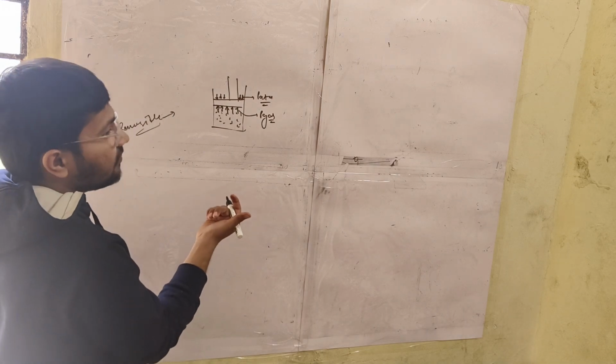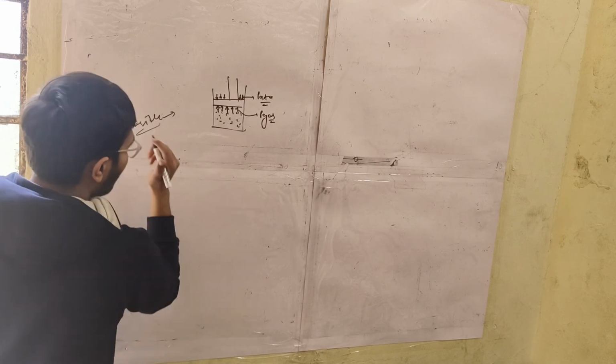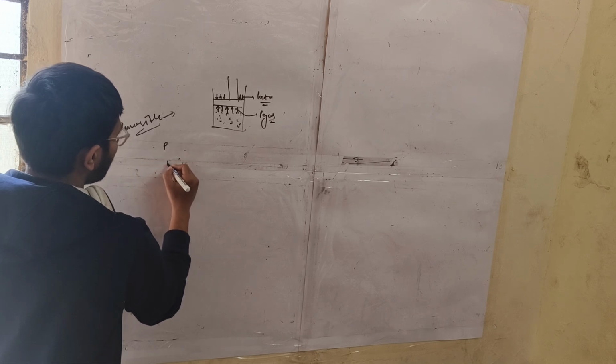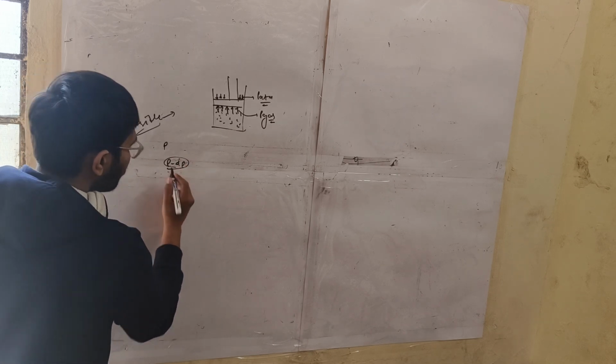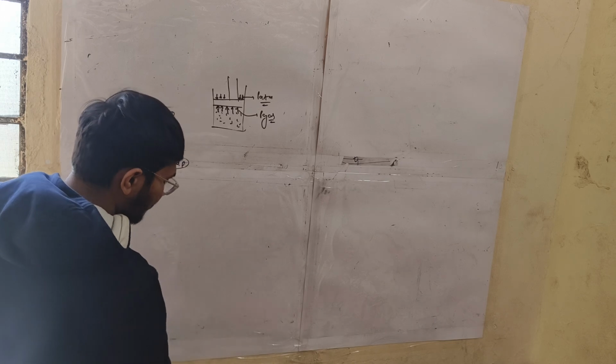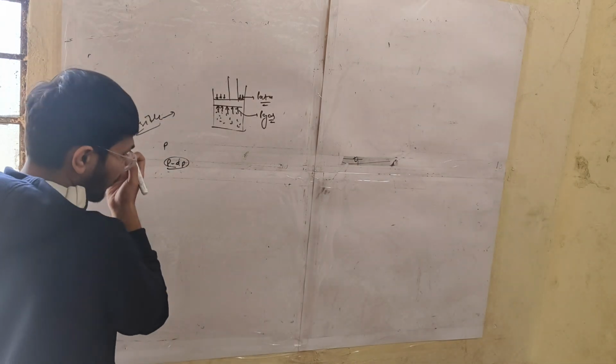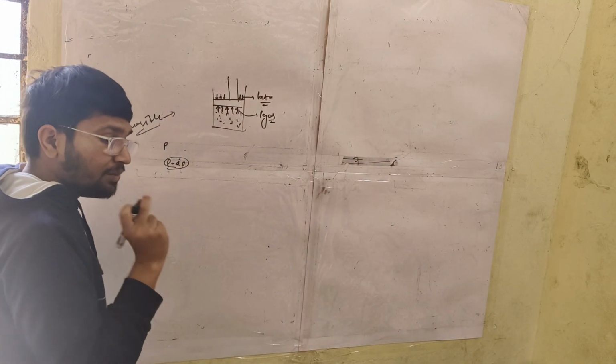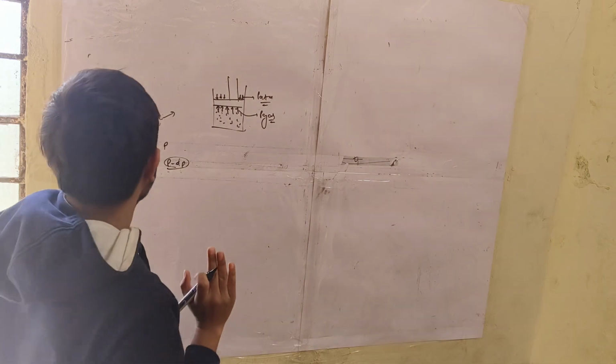There may be slight variations due to a slight delta P, like this is P and this is P minus delta P. Due to the slight pressure variations, it contracts and expands. This is the main property of the reversible process.